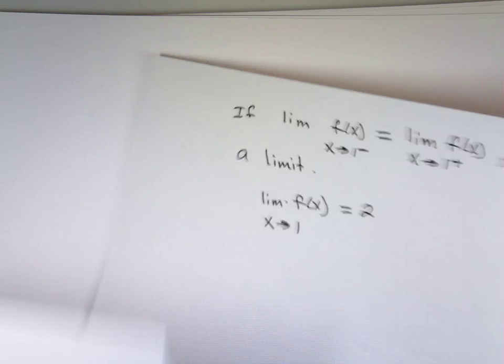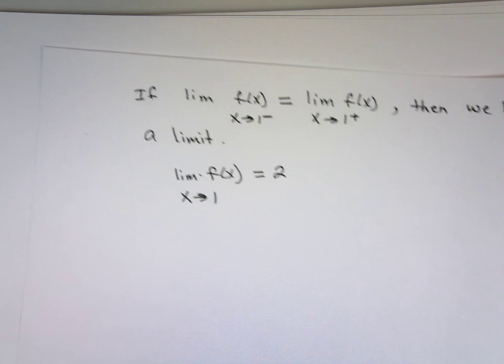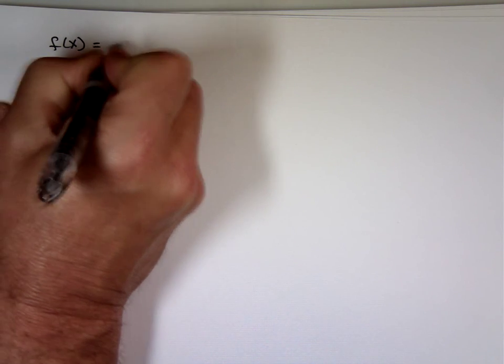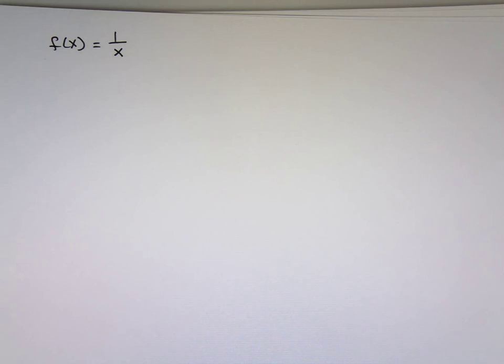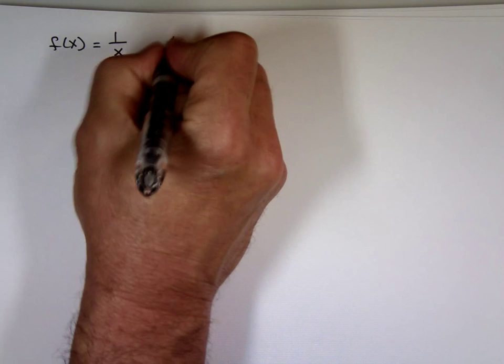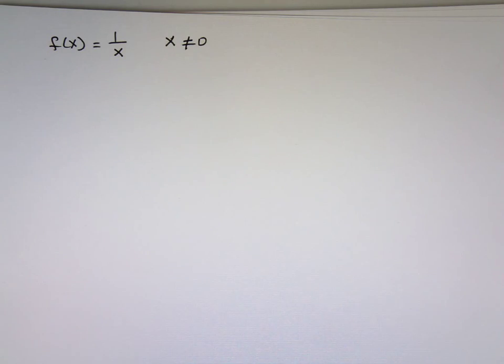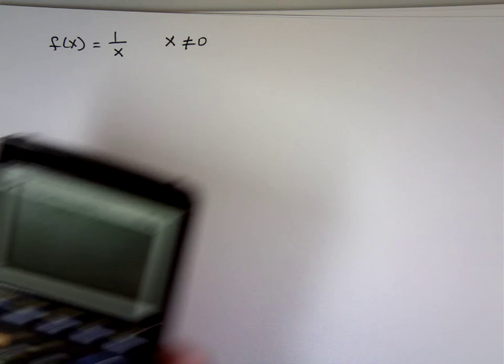We'll do it graphically, we'll do it mathematically, and show you. I'll give you a simple one. F of x equals 1 over x. That's it. We know x cannot be what? 0. So let me graph that. Here we go. Clear it.